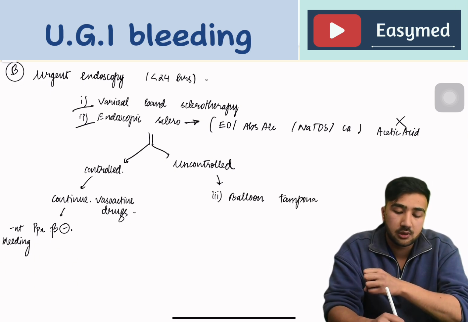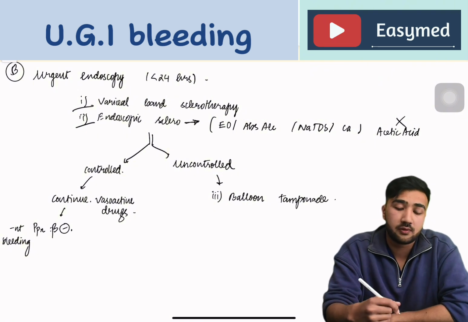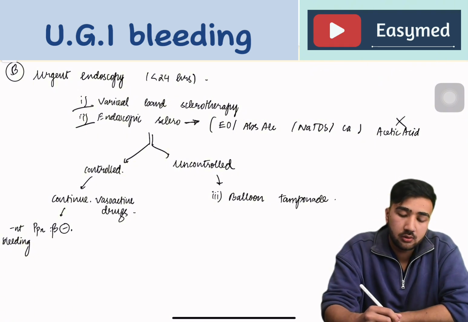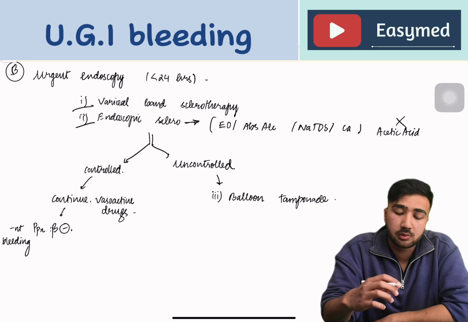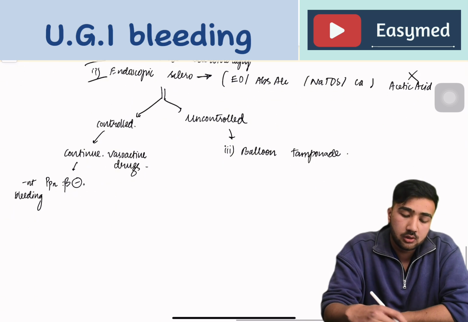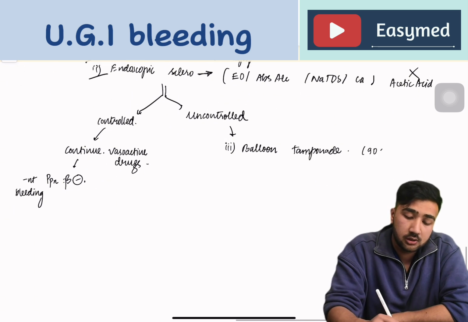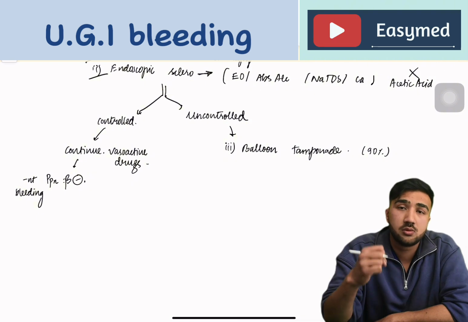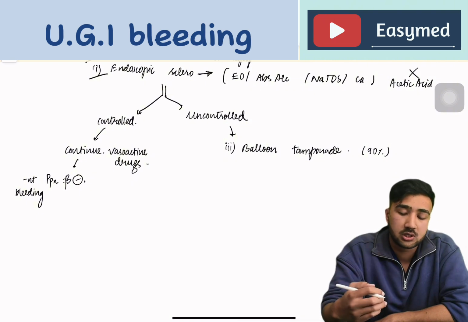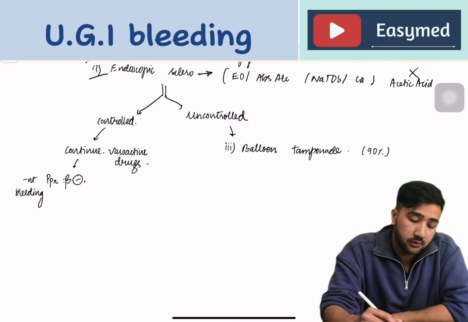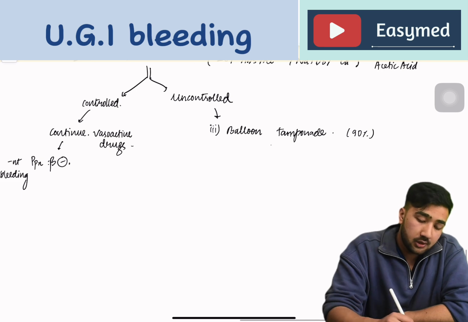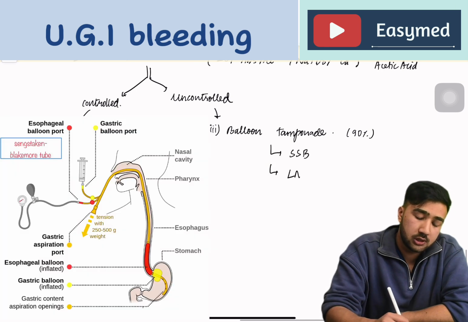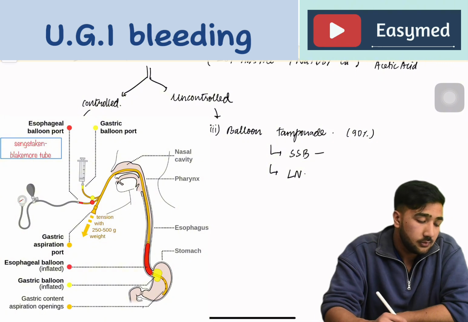Sometimes the bleeding is so heavy that in endoscopy we cannot find out the cause. So by doing the balloon tamponade, we can just stop the bleeding and look for the cause. In 90% of cases it can successfully stop the bleeding, but as soon as we deflate the balloon, the bleeding starts again. So it is not the definitive treatment. In balloon tamponade we have two options. One is the Sengstaken-Blakemore tube, the other is the Linton-Nachlas tube.